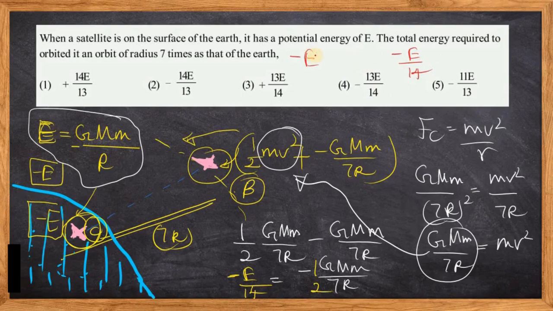So let's take the difference. This one minus E over 14. So the common denominator, let's take it as 14, and 14 E minus plus E. So we are getting minus 14 plus 1, it's minus 13 E over 14. That's the fourth answer, right?